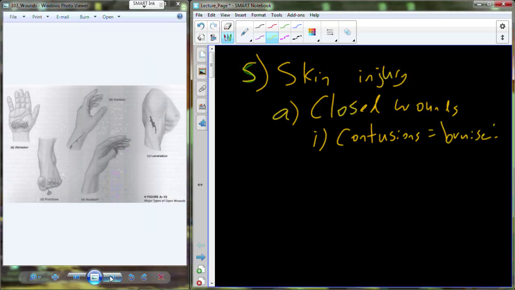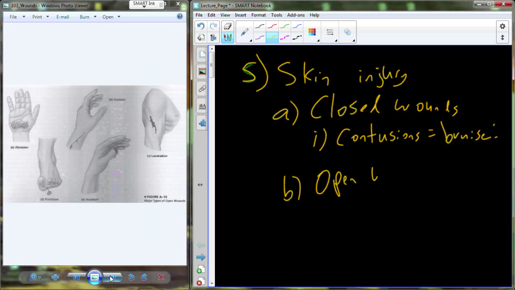And this is basically a wound that doesn't open up, so there's no external bleeding. All the bleeding happens inside, and you end up with that sort of brownish, blackish, greenish, bluish color under your skin as the wound goes through the healing process.